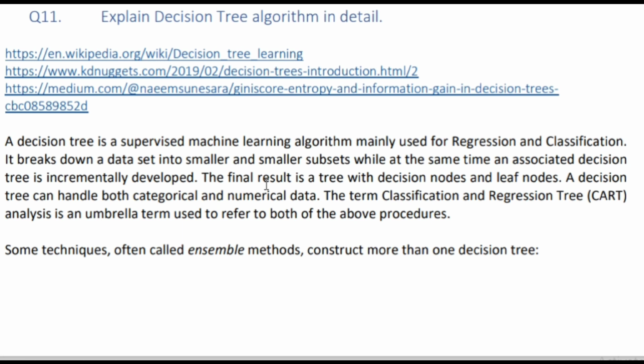A decision tree can handle both categorical and numerical data. The term classification and regression tree, that is CART analysis, is an umbrella term used to refer to both of the above procedures. Some techniques, often called ensemble methods, construct more than one decision tree.